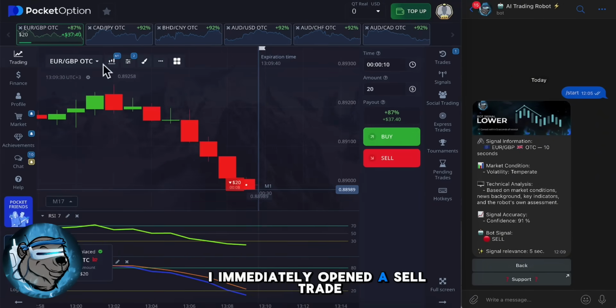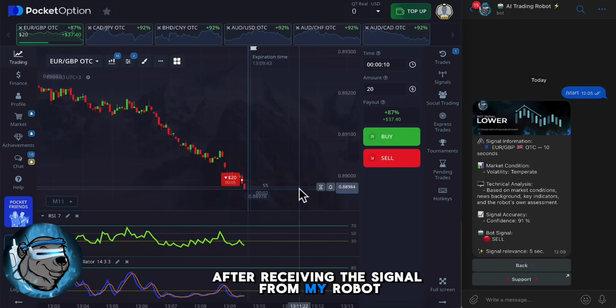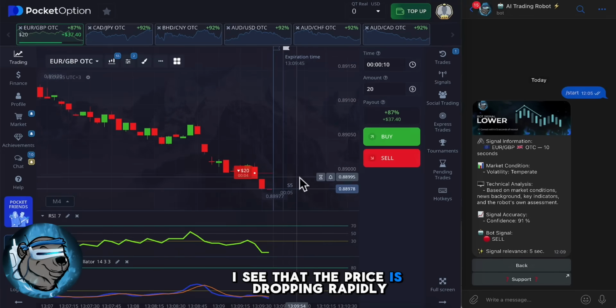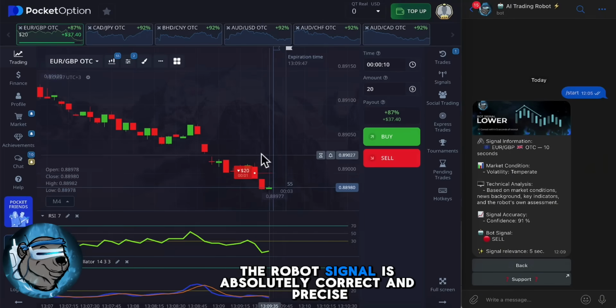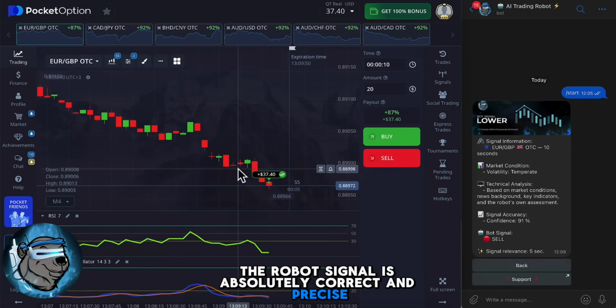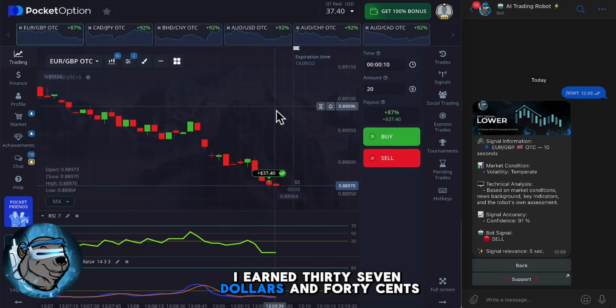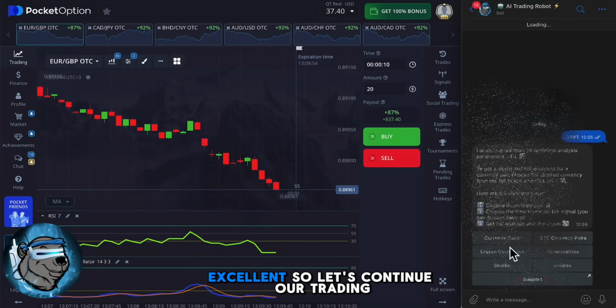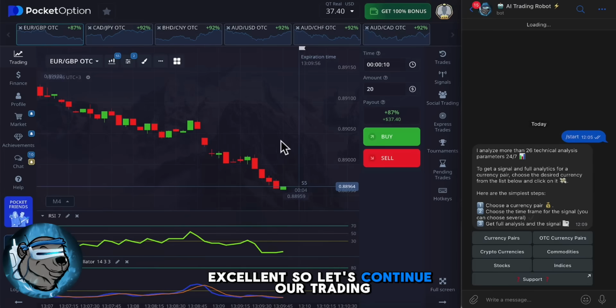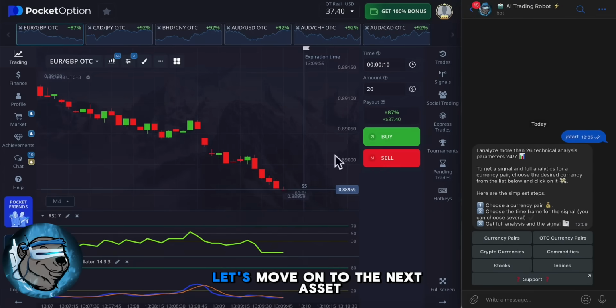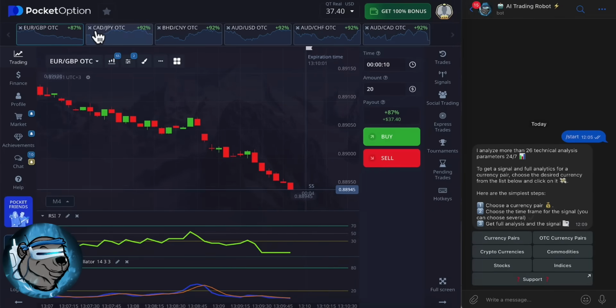I immediately opened a sell trade after receiving the signal from my robot. I see that the price is dropping rapidly. The robot's signal is absolutely correct and precise. I earned $37.40. Excellent. So let's continue our trading. Let's move on to the next asset.